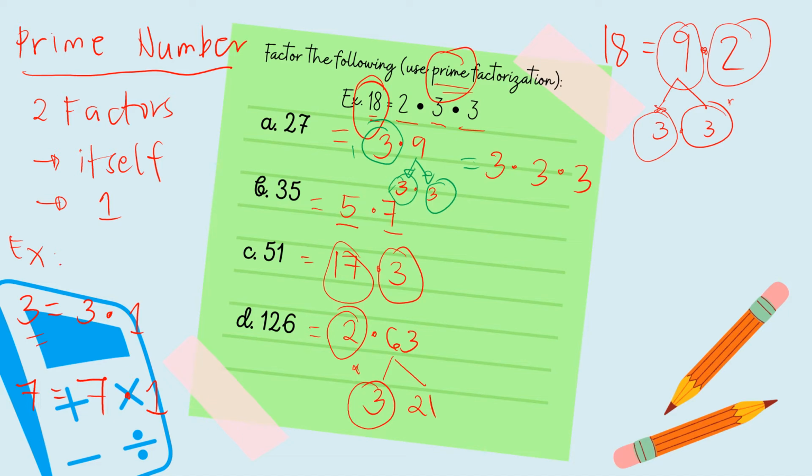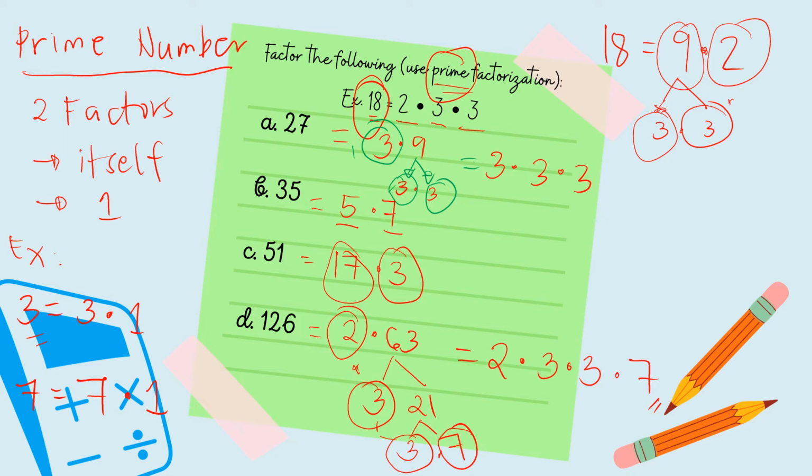So, meron na tayong dalawa. But si 21, hindi pa siya prime number. So, i-broken down ulit natin. So, this will be 3 times 7. And 3 and 7 are prime numbers. So, therefore, our final answer would be 2 times 3 times 3 times 7. Those are the prime factors of 126.